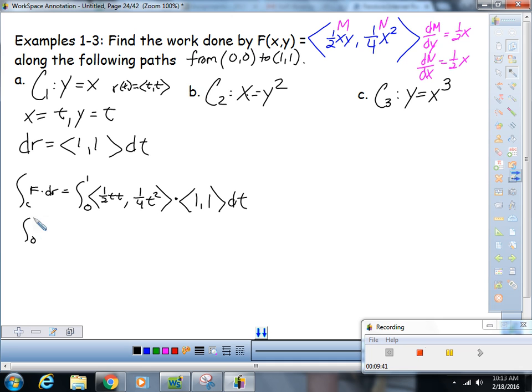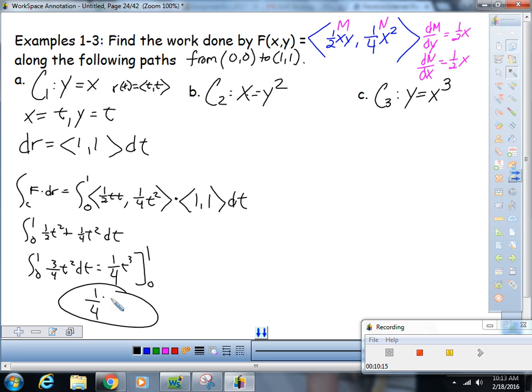So that's the integral from 0 to 1 of 1/2 t squared plus 1/4 t squared dt. The integral from 0 to 1 of 3/4 t squared dt, which is 1/4 t cubed from 0 to 1, right? 3t cubed over 12, if you will. And so that gives you 1/4. That's our work. So far, so good?